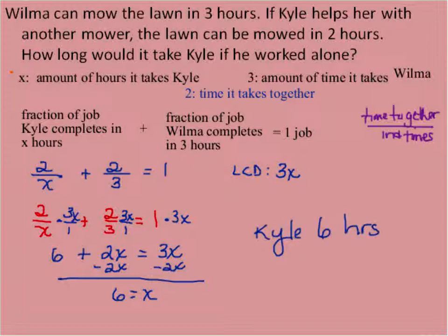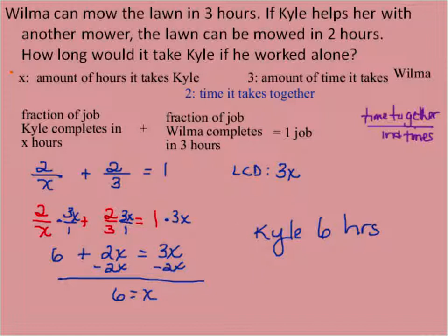And if we put the 6 back in here for x, you can see that 2/6 is 1/3. 1/3 plus 2/3 is 1. So Kyle completes 1/3 of the job, and Wilma completes 2/3. So she completes more. She's faster at mowing those lawns.